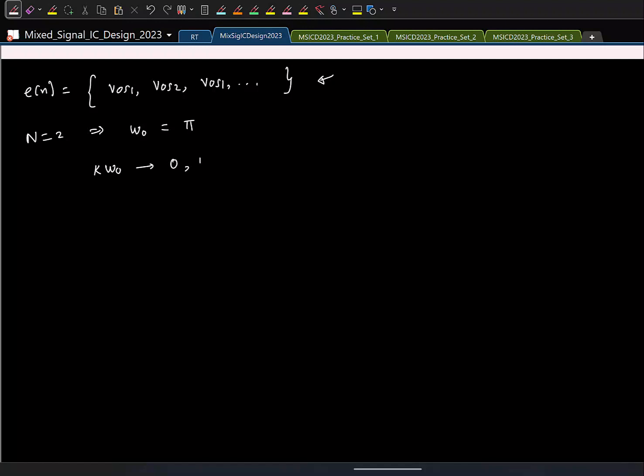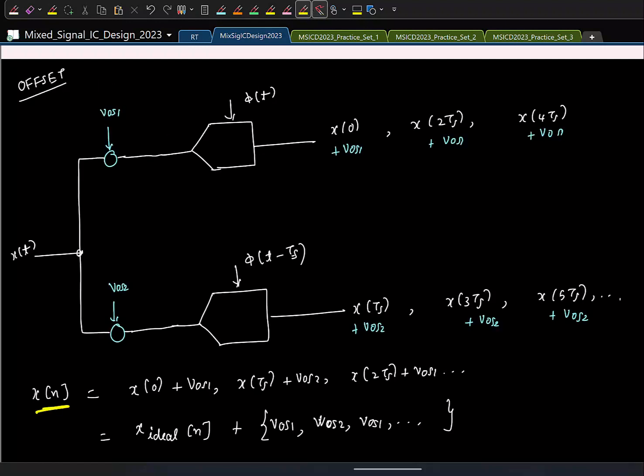For k equal to 1, it is pi. For k equal to 2, pi is same as 0, right? So essentially in discrete time, we have only two distinct frequencies. If I map it to continuous time, 0 is basically 0. What does pi translate to? Our sampling rate is fs. Fs by 2, right?